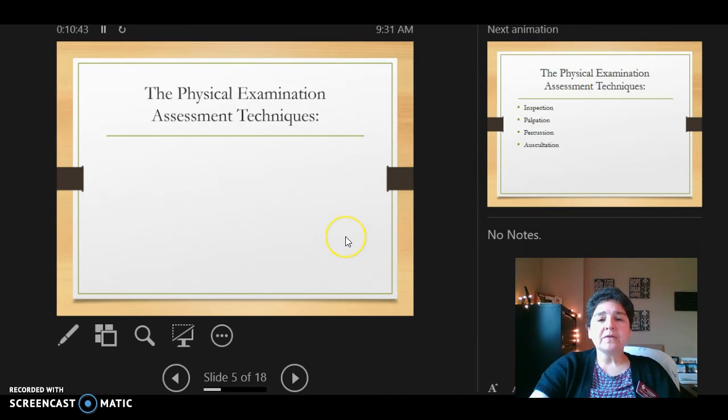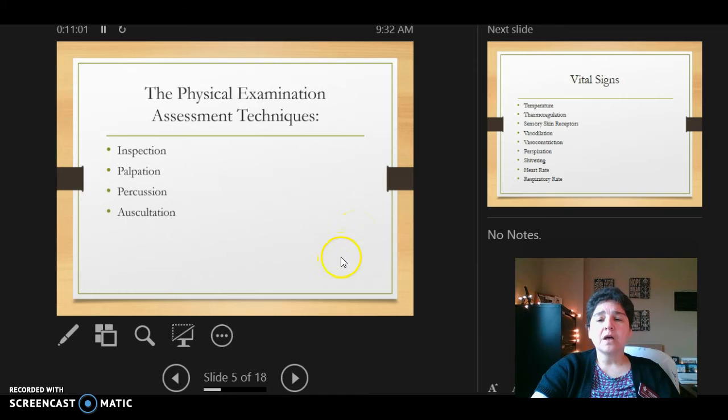So when we talk about the physical examination itself, these are things that we are going to actually touch the patient, look at the patient, not just observing and looking, but touching, palpating, listening, all of those different things. So there's 4 different assessment techniques. We have inspection, palpation, percussion, and auscultation. So obviously inspection is just looking.